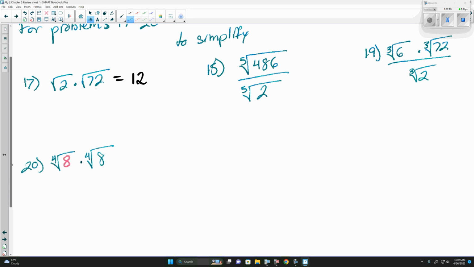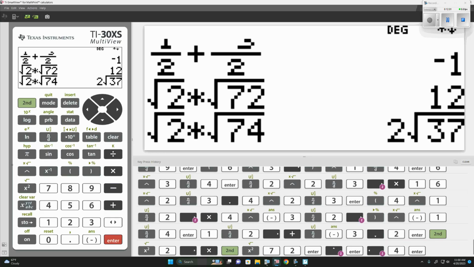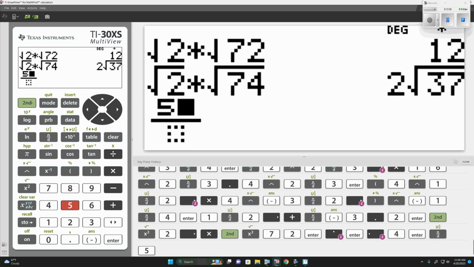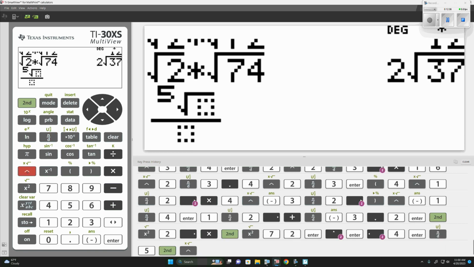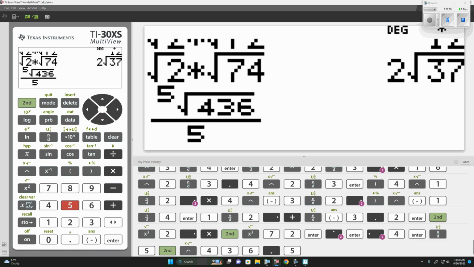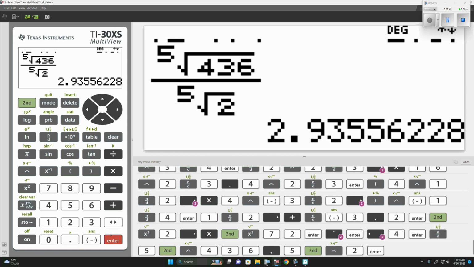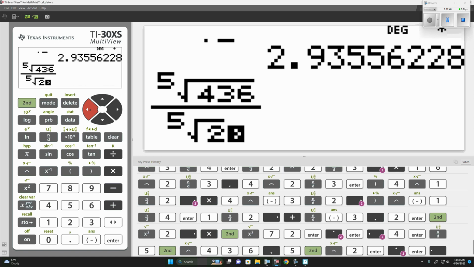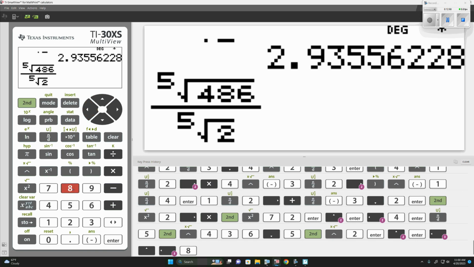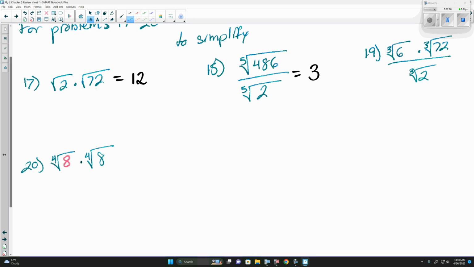Now, we could try any of these here. So for 18, the 5th root of 486 over the 5th root of 2. We could try this in a calculator. 5th root of, what was it, 436 over the 5th root of 2. Right, 486, thank you. I was wondering why that didn't work out. 486 over 2 is 3. So if it works out nicely, we get a number without a decimal, we can just use the calculator.